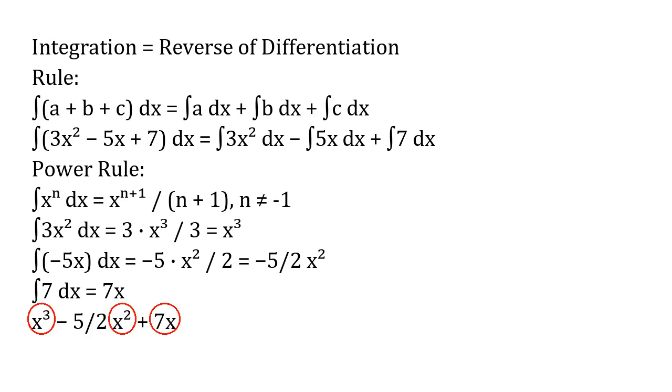Now we combine all the integrated terms together. Adding x cubed, minus 5 halves x squared, and 7x gives us the complete indefinite integral, except for the constant of integration, which we will add next. Combining terms like this helps us see the overall structure of the integrated function before we account for the constant term.